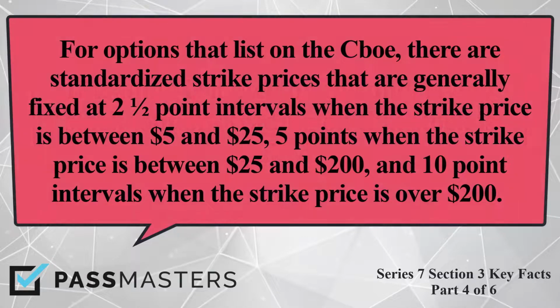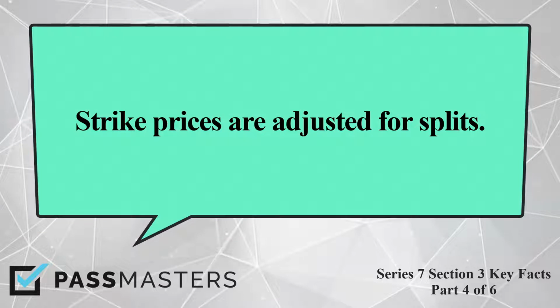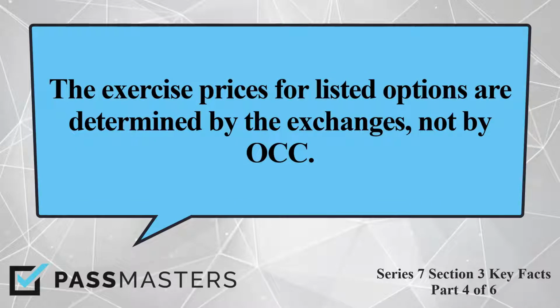For options that list on the CBOE, there are standardized strike prices that are generally fixed at 2.5-point intervals when the strike price is between $5 and $25, 5 points when the strike price is between $25 and $200, and 10-point intervals when the strike price is over $200. Strike prices are adjusted for splits. The exercise prices for listed options are determined by the exchanges, not by OCC.